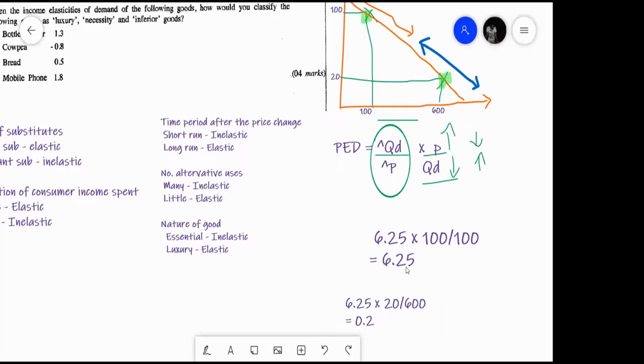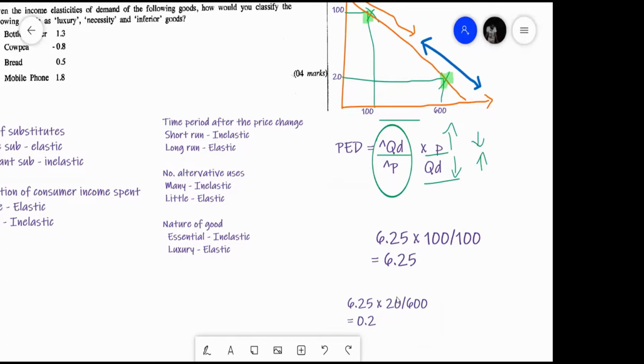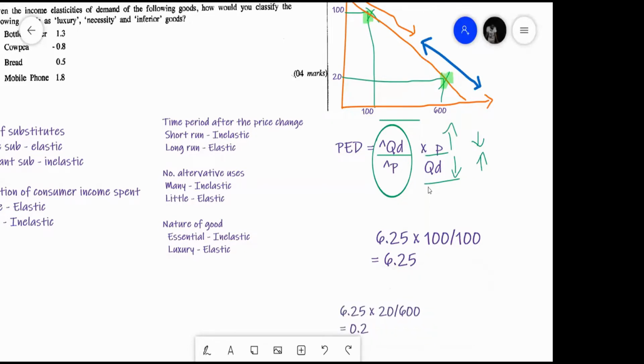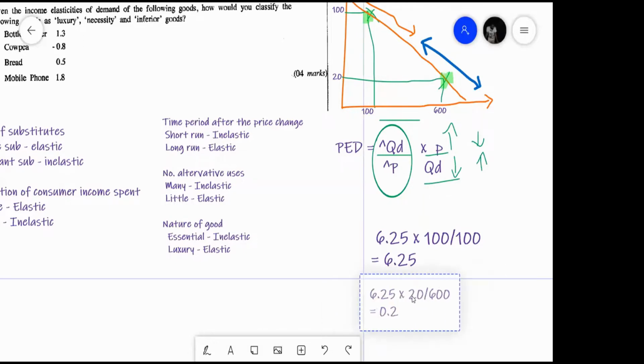6.25 is elastic and 0.2 is inelastic. Anything more than 1 is elastic. Anything less than 1 is inelastic. So what exactly is happening here? Why is the value of PED changing along this curve? The slope is constant, but this price and quantity demanded ratio is changing.